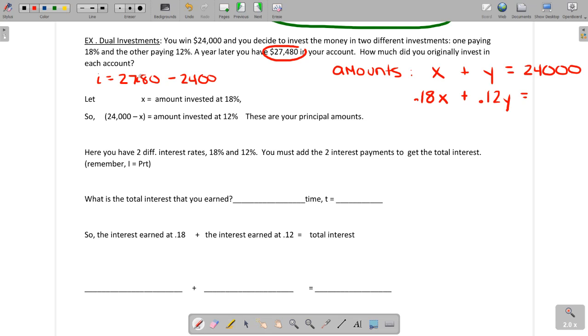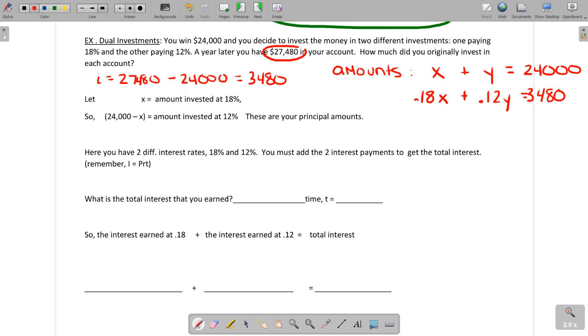Oh, I missed a 4 there. 27,480 minus 24,000 is, what is that? $3,480. Okay, so that's 3,000, I keep wanting to forget that, $480. So that's the amount of interest earned. Where's my calculator here? Just want to check my quick math there. Yeah, 3,480.